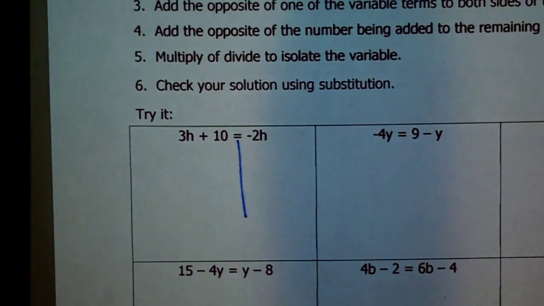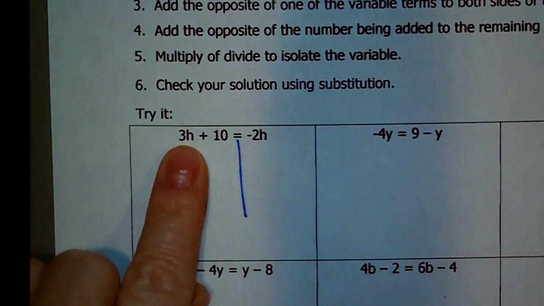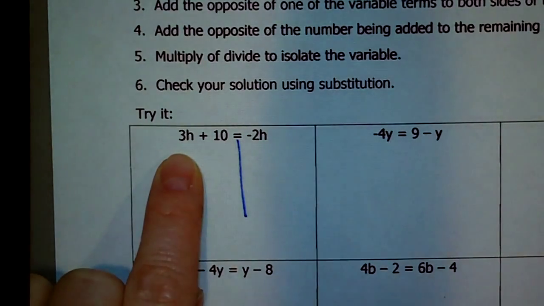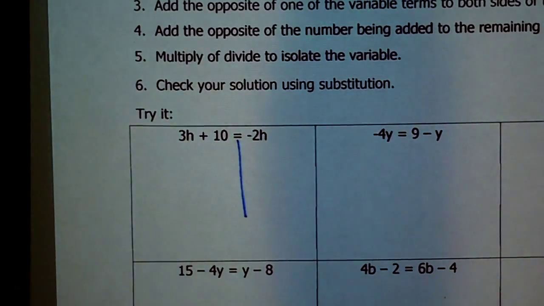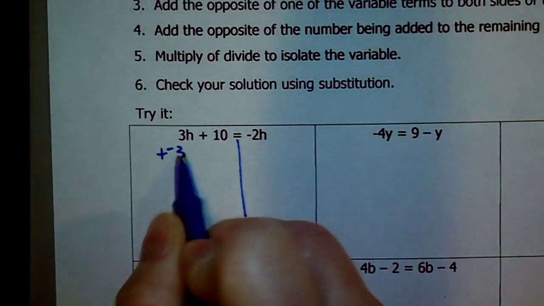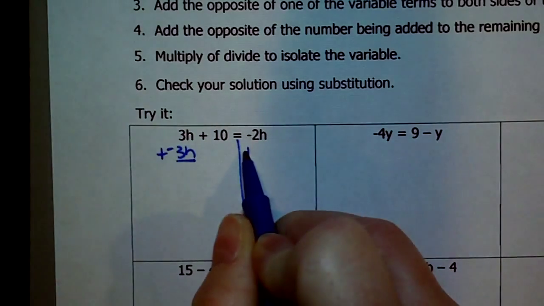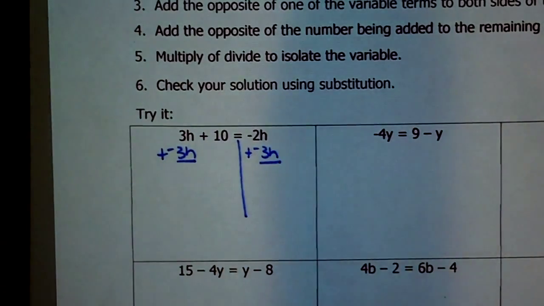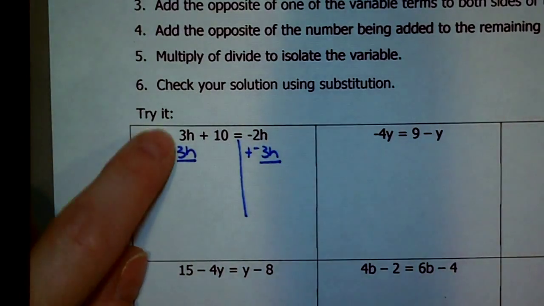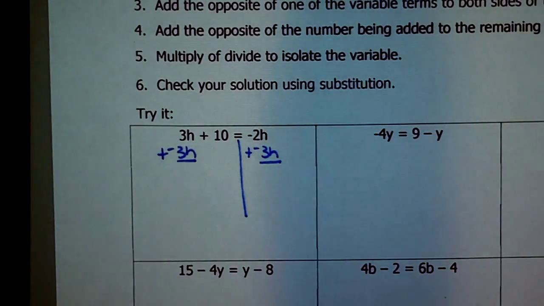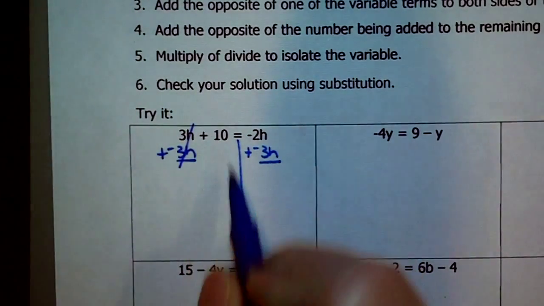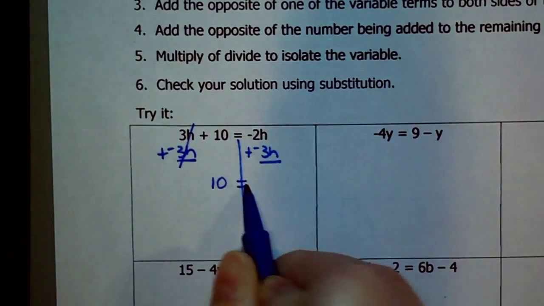I know you're very used to dividing by 3 when you see something like this, but we're not going to divide by 3 because then h is still left on this side. We want to cancel it out completely, and the only way to cancel things out completely is to add the opposite of them. So I'm going to add a negative 3h to this side. I'm going to add a negative 3h to this side. When you take 3h plus negative 3h, it's 0. That means you're left with 10 on this side.